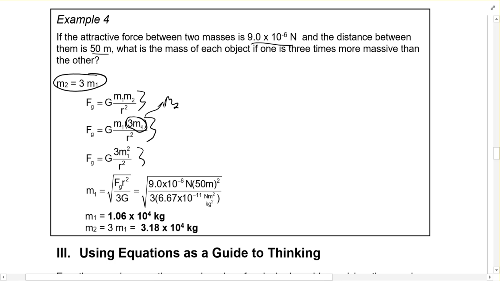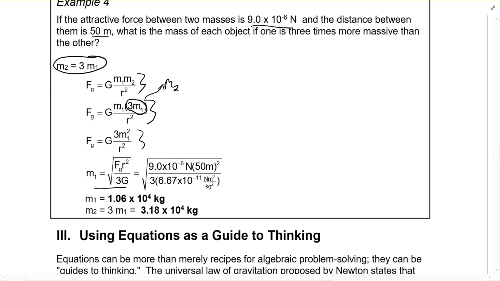Now, if you rearrange that, you get M1 is equal to the square root of FG squared over 3G. Put all your numbers in, and then I get M1 is equal to 1.06 times 10 to the 4. Then all you've got to do is go back up to this equation and solve for M2. So M2 is equal to 3 times M1, so we just have to multiply that by 3.